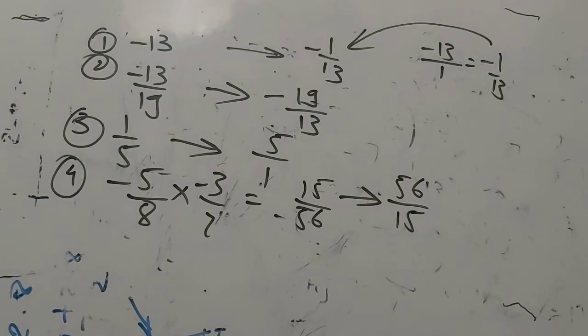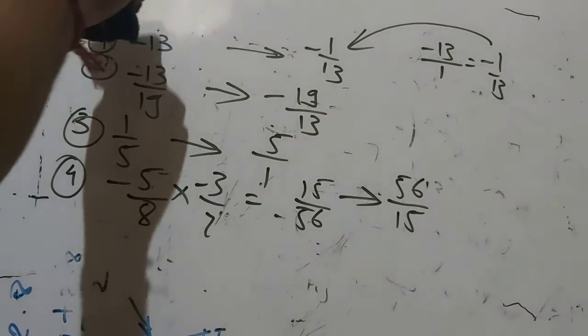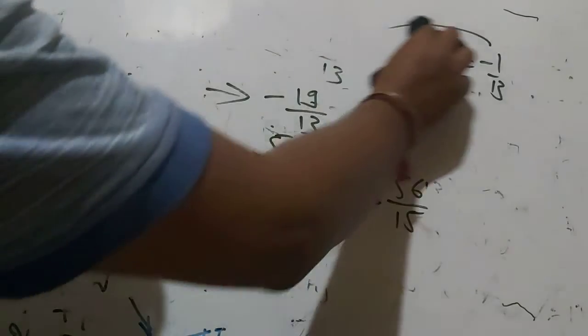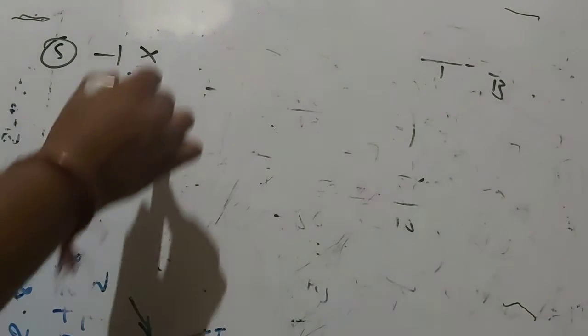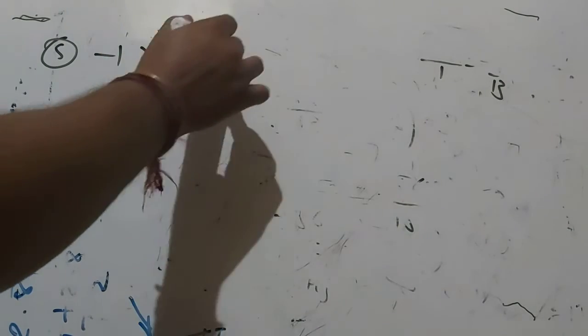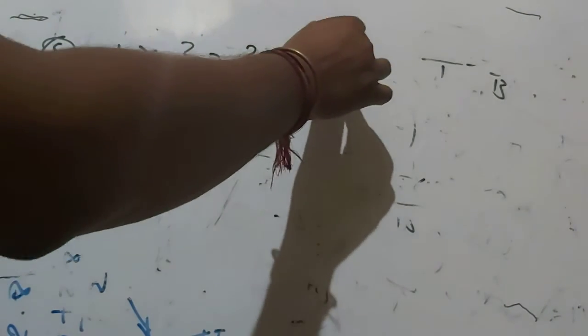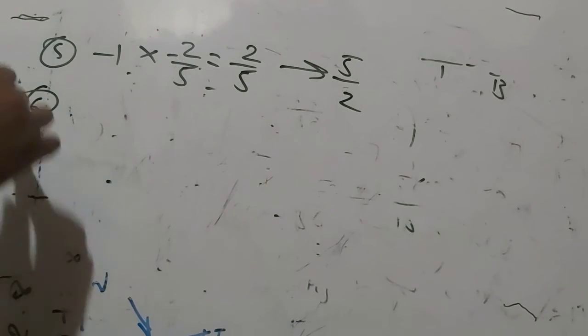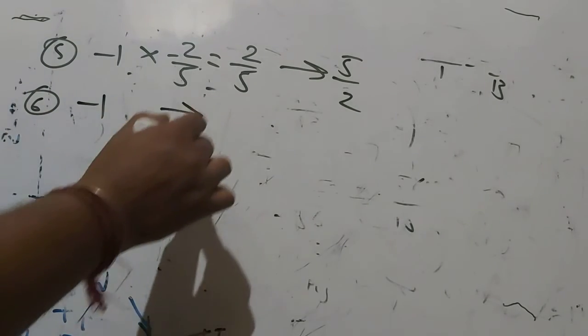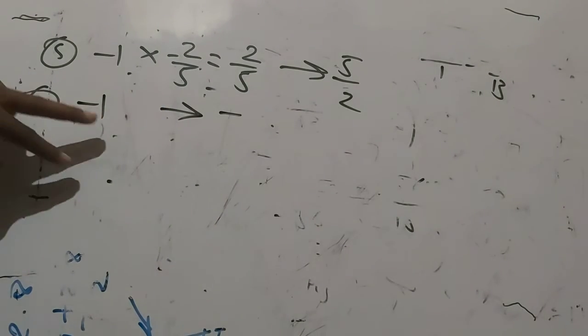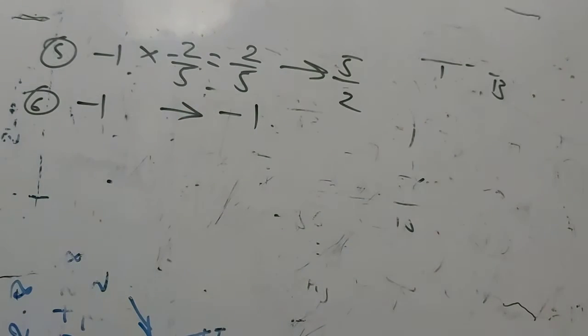Next is question number 5th. Minus 1 into minus 2 by 5. First of all, simplify it. Positive 2 by 5 will get, its multiplicative inverse will be 5 by 2. 6th, minus 1 is there. Its multiplicative inverse sign will not change, and dividing by 1 means it will be 1 only. So in this way we have seen this.